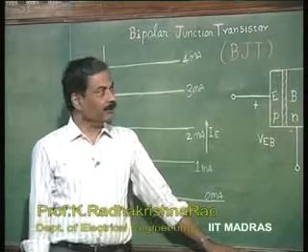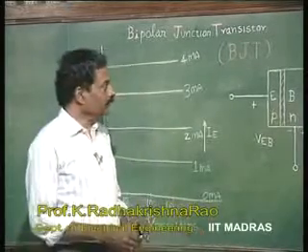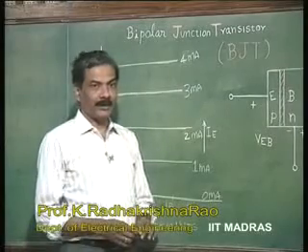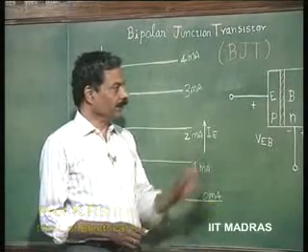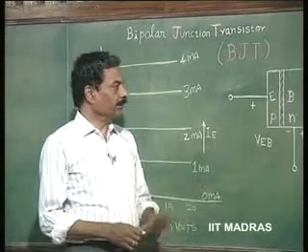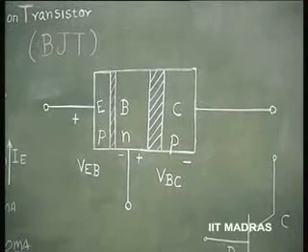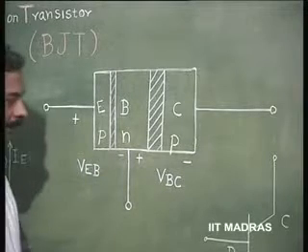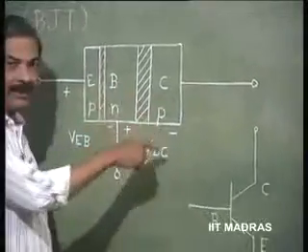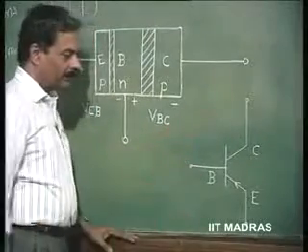In the last class, we understood the functioning of a bipolar junction transistor as an active device, and we took for our illustration a PNP transistor like this, and we explained how the collector current is almost nearly the emitter current.